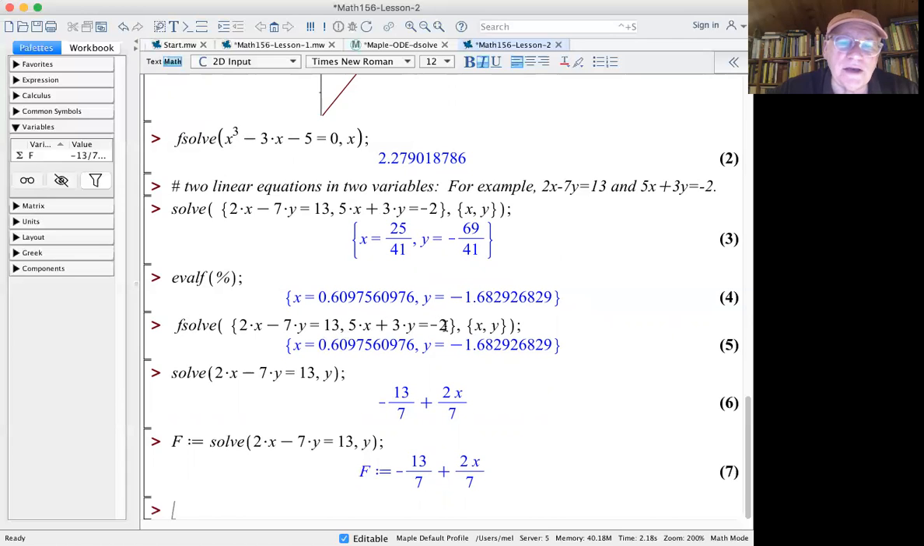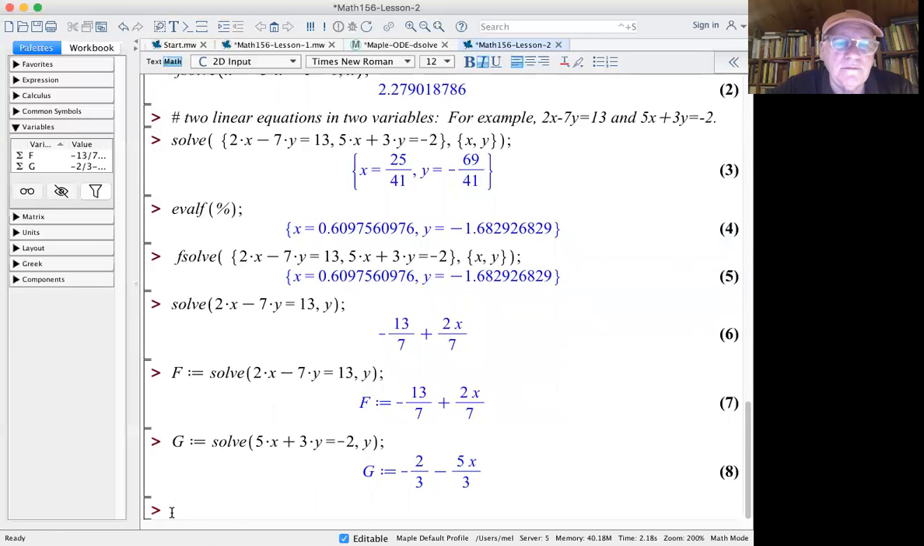What about my second function, my second straight line? If I solve that for y, I'm going to call what I get, let's say, capital G. So when I solve this equation for y, I get this. So now I have my two straight lines as functions. Y is a function of x. And let's say I want to plot these two functions together.